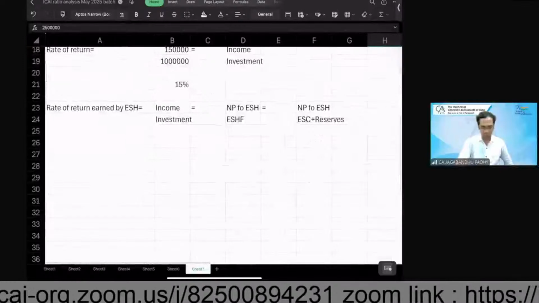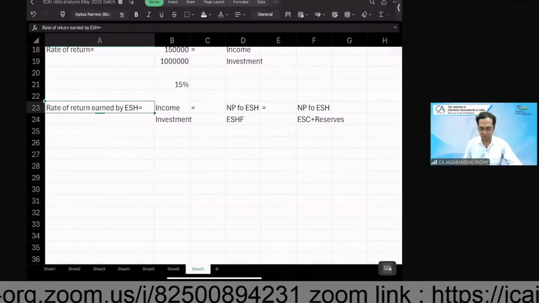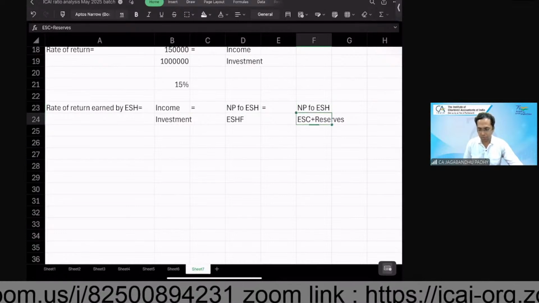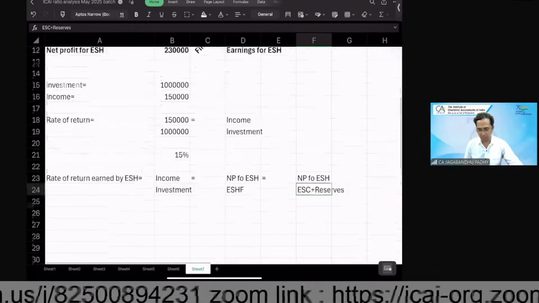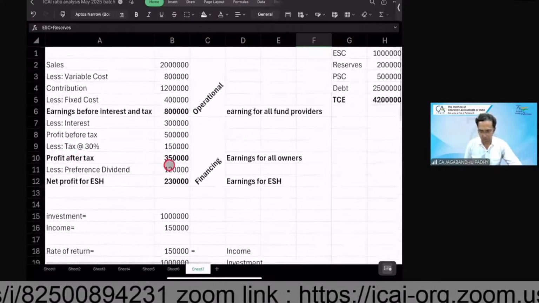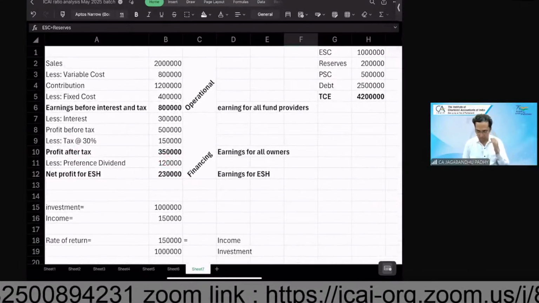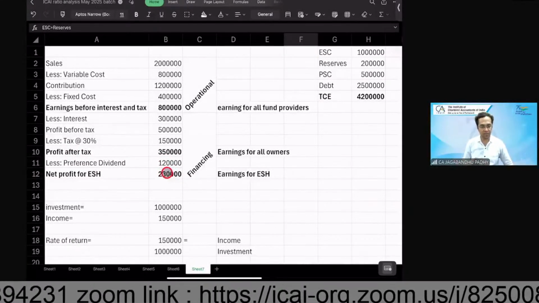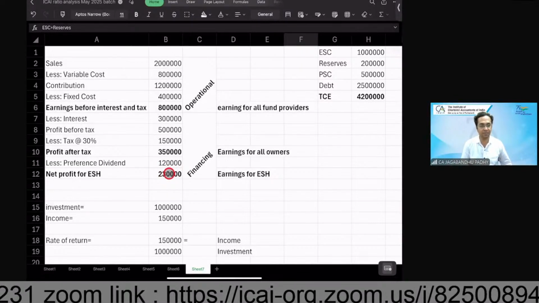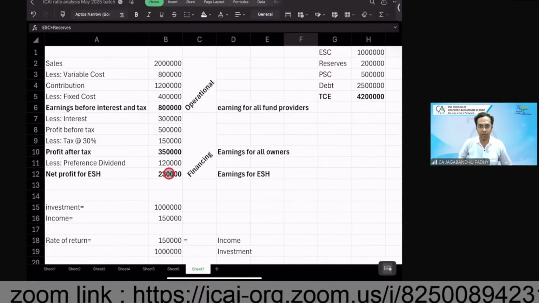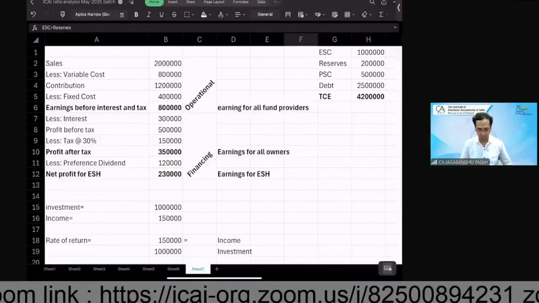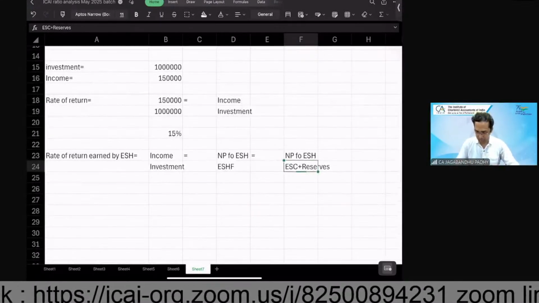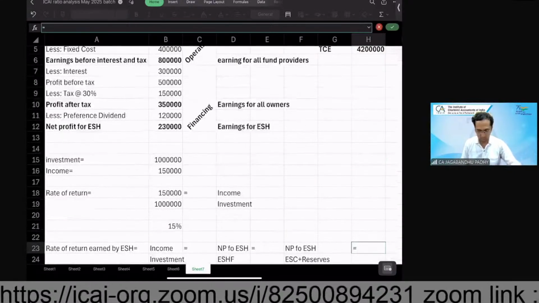Now, what is the rate of return earned by equity shareholders? We need the net profit for equity shareholders, and we need to divide by equity share capital plus reserves. So what's the return the company has earned for the equity shareholders? The profit which the company has earned for the equity shareholders, can I say it is 2,30,000? Correct, guys? 2,30,000 is something that the company has earned for the equity shareholders. So we take this as equal to 2,30,000.